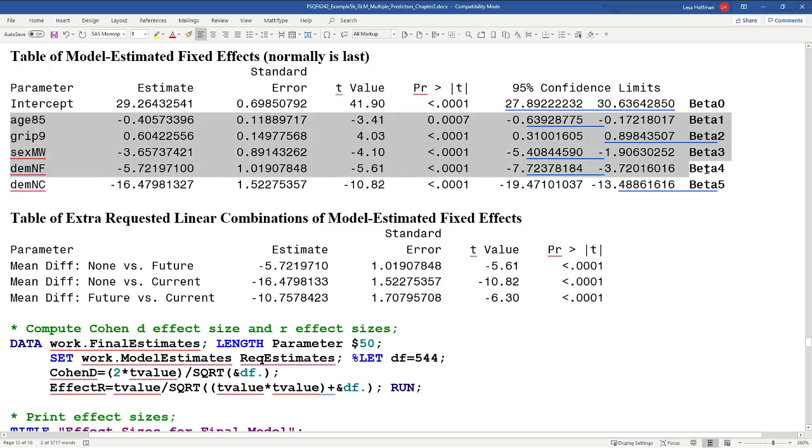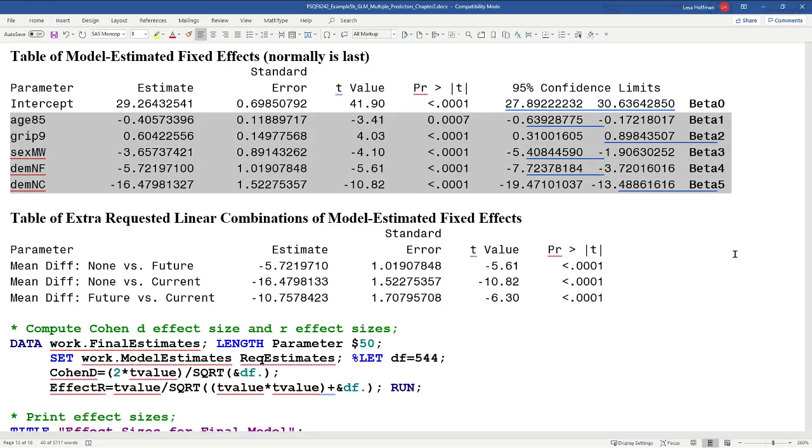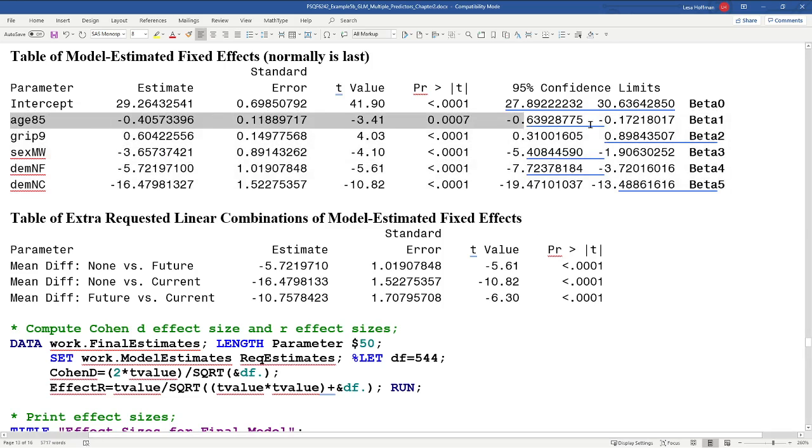Each of these effects, because they are not part of interactions, we can think of as marginal main effects. So each controls for the contribution of the other predictors, but each of these slopes holds for everyone in the sample. So for instance, for every year older you are, cognition is predicted to be lower by 0.4. And that's a significant effect given by the p-value here.